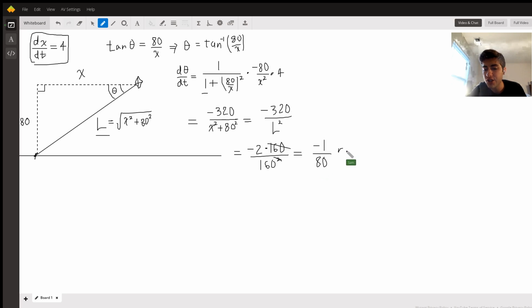And you can spot check this, because the angle must be decreasing over time. As the kite moves farther and farther away from the person, this angle will be getting smaller and smaller, which means it must be decreasing over time, which is to say that its derivative with respect to time should be negative. So the final answer of negative 1 over 80 radians per second not only makes sense, but it is also the correct answer.